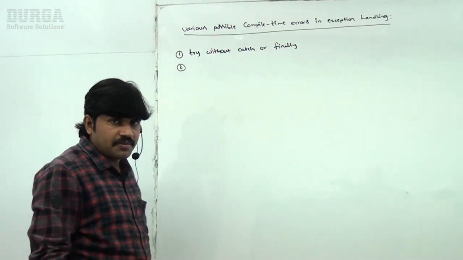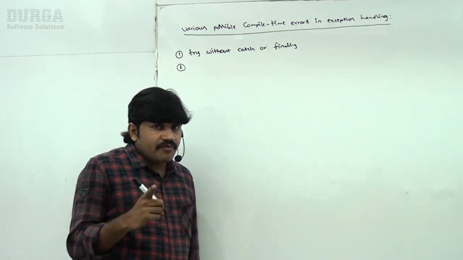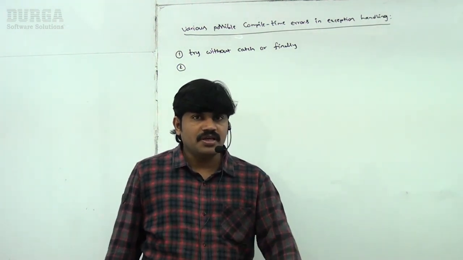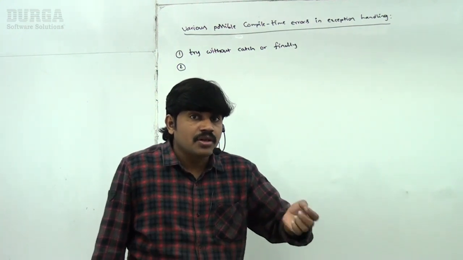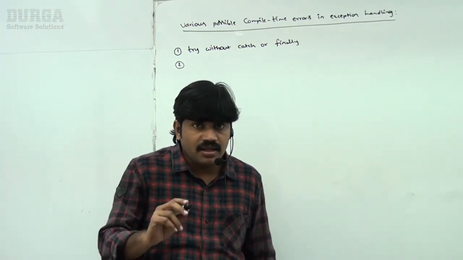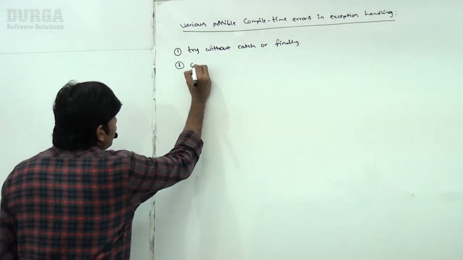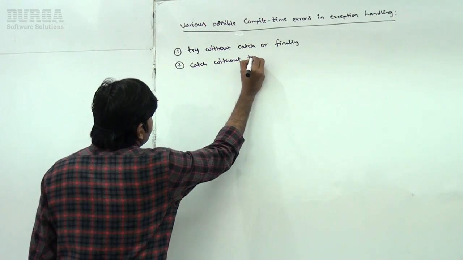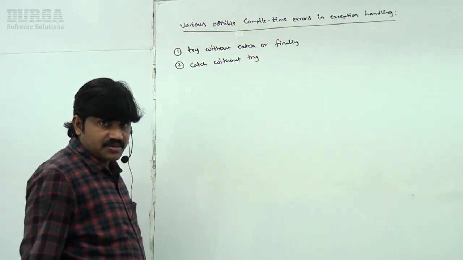Okay, first compile time error, sir. Second one, whenever we are writing catch block, compulsory try block should be there. So catch without try itself is invalid. Catch without try is always invalid, right? Can you please spell out, sir? Catch without try itself is compile time error, sir.